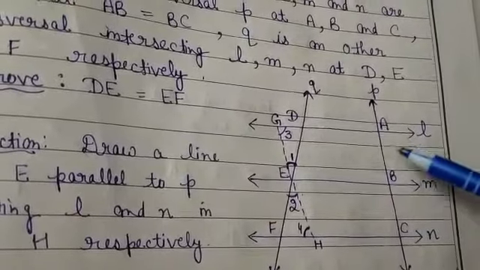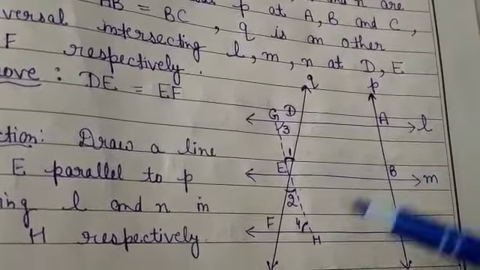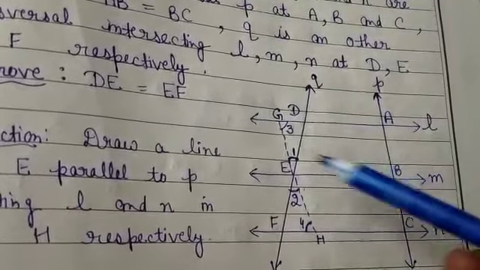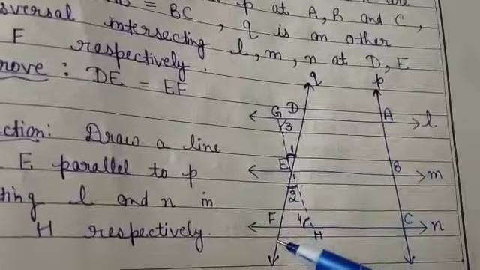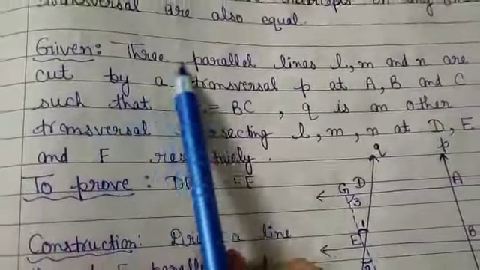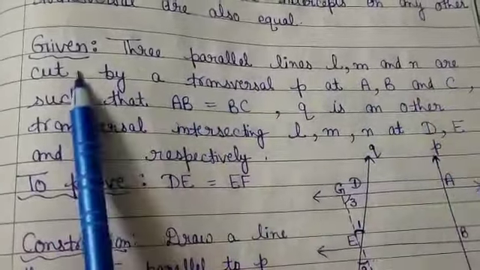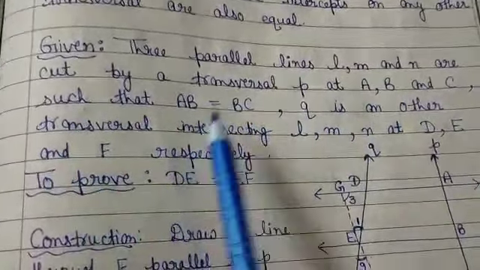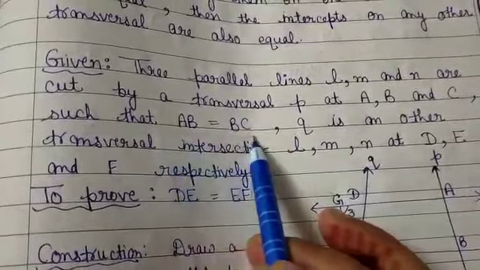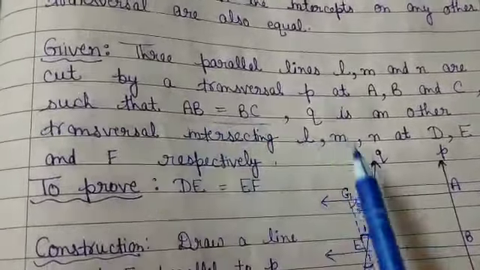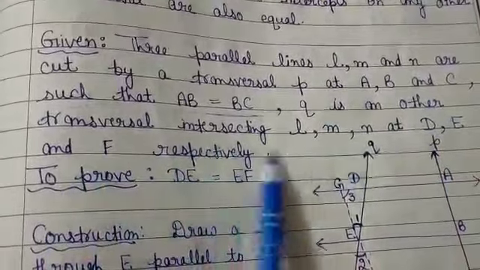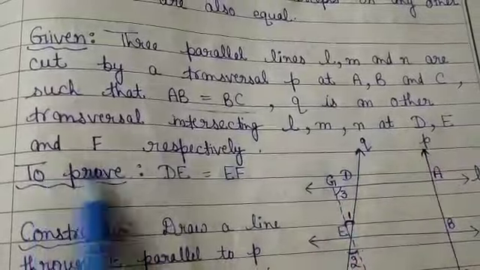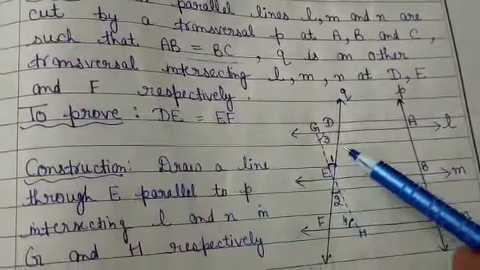It means what we have been given? We have been given AB equal to BC. And we have to prove that transversal Q gives us the same result. It means we have to prove DE equal to EF. Given: I have written here three parallel lines L, M and N cut off a transversal P at A, B, C such that AB equal to BC. It's important: the word equal intercept was there, and that is the meaning of equal intercept. Q is another transversal intersecting L, M and N at D, E, F. What we have to prove is DE equal to EF.